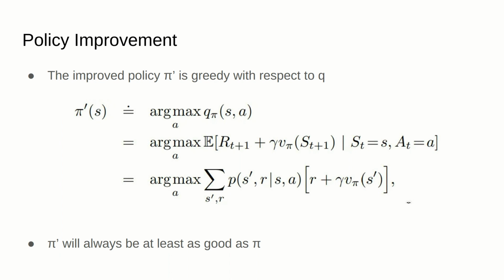This is formalized here. The new greedy policy, pi prime of S, takes the action that looks best in the short term after a one-step look ahead according to V pi. And pi prime will always be at least as good as pi, as policy improvement must give a strictly better policy, except for when the original one is already optimal.